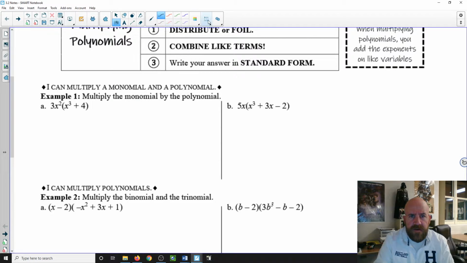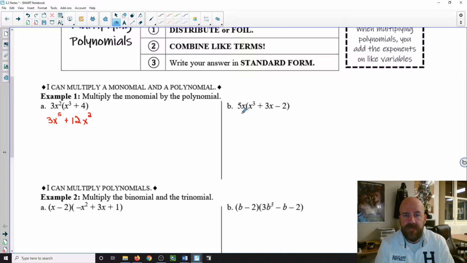We have a monomial times a binomial. So let's multiply this in. We're just going to distribute it in. So 3x squared times x cubed would be 3x to the fifth. And then 3x squared times 4 would be 12x squared. That's it. So we're in standard form.